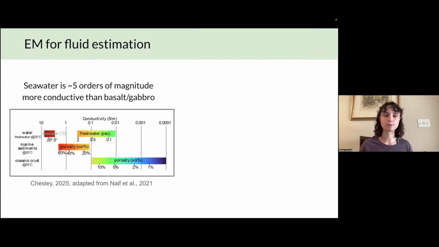And seawater is about 5 orders of magnitude more electrically conductive than dry crust rock, right? Basalt or gabbro. So this just shows that seawater conductivity, even pretty cold seawater, is out here near 3 Siemens per meter, whereas dry oceanic crust is like 5 orders of magnitude lower. And we see about 3 orders of magnitude change in the bulk conductivity of the rock for a reasonable range of porosity values. So we're quite sensitive to porosity with EM methods.